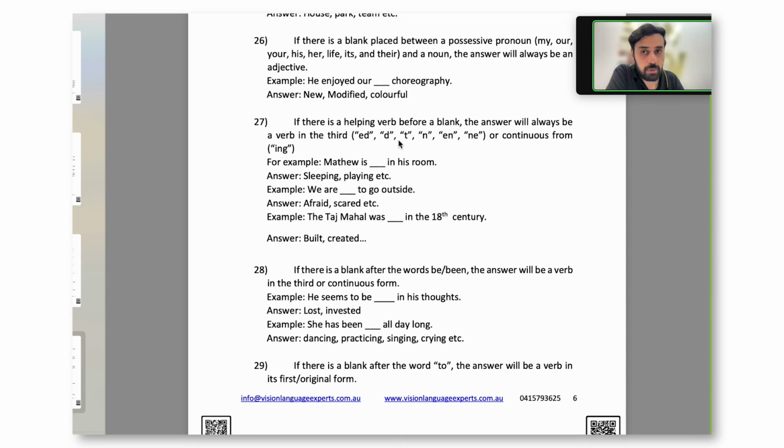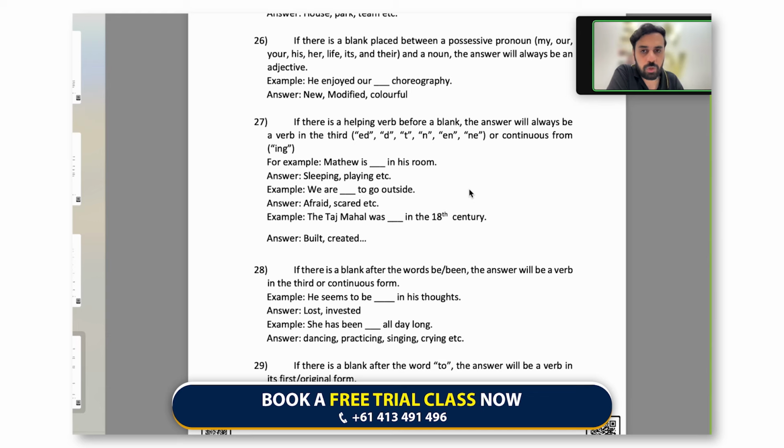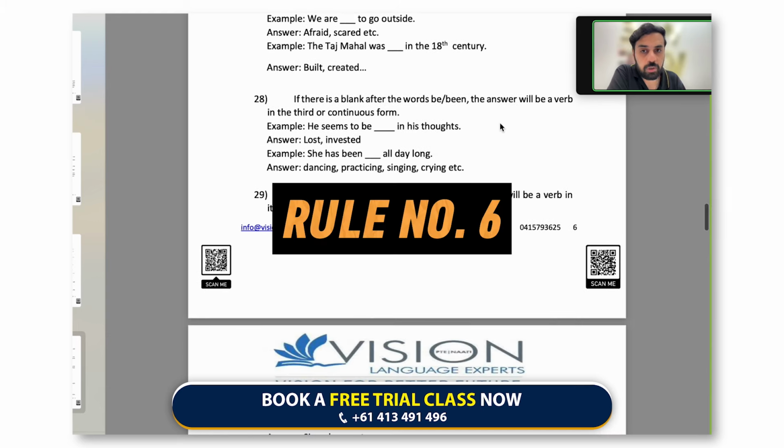So there's going to be a verb with a third form or the continuous form, which is going to be ing. So for example, Matthew is eating in his room, sleeping in his room. It's going to be with ing in a continuous form. We are afraid to go outside. We are scared with ed, to go outside. The Taj Mahal was built, created in the 18th century. Okay, so with t at the end or with ed at the end. So always make sure that if there is a helping verb and then there is going to be a blank, it's always going to be either in ing or in the third form, never in the first form. Okay, let's move on to the next important rule here, guys.